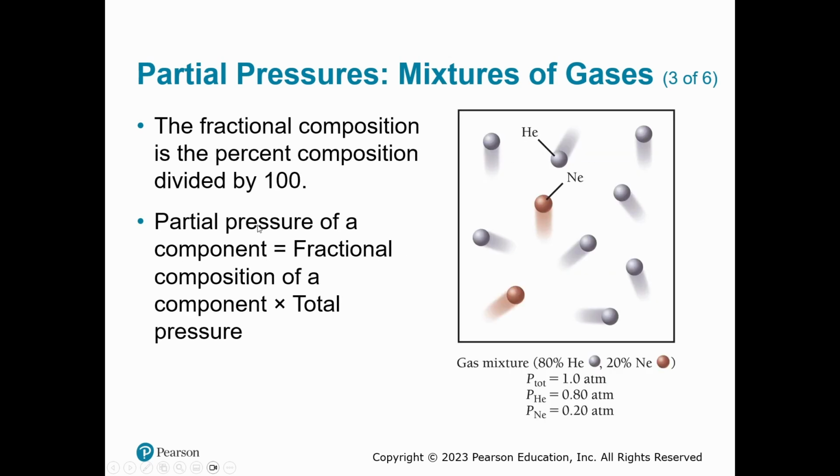So we could use this problem right here to say that 80% is helium, 20% is neon. If we only have one total atm, we can multiply these relative percentages by the total to get the partial or fractional percentages, the partial pressures of these gases.